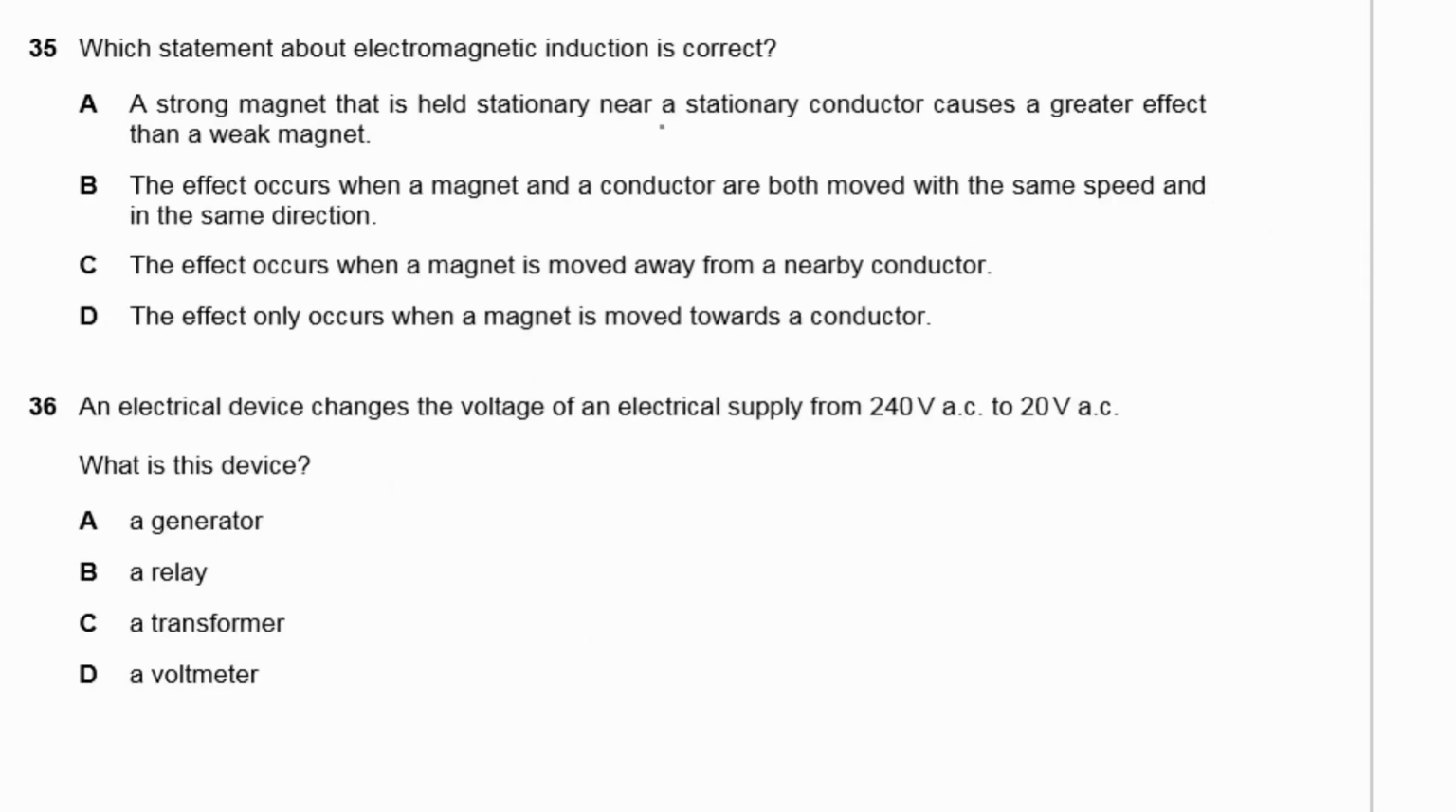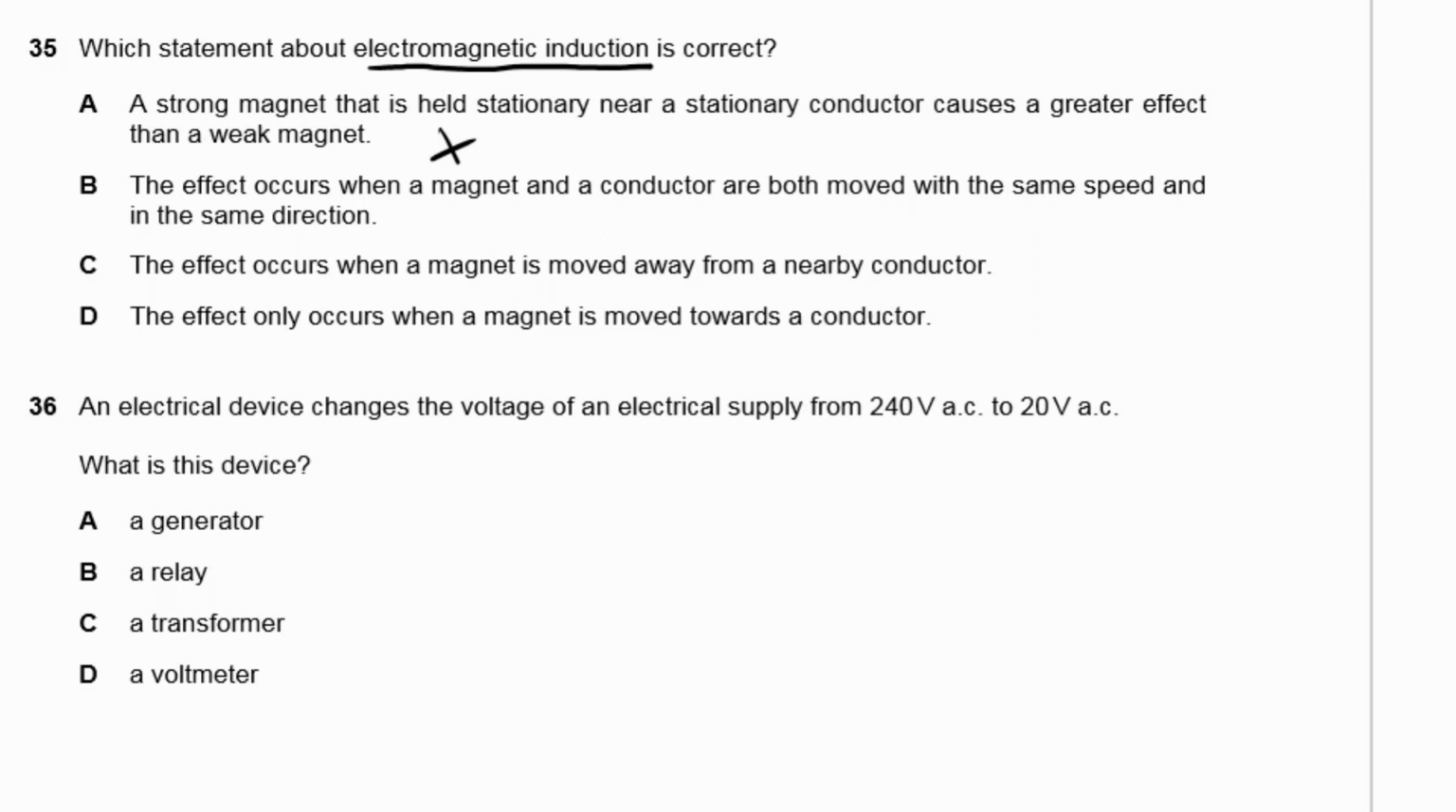35. Which statement about electromagnetic induction is correct? Okay, electromagnetic induction is where you have a changing magnetic field and a conductor, and it creates a voltage in the conductor. So you need a changing magnetic field. Alright, so a strong magnet is held stationary near a stationary conductor. Well, that does nothing. B.